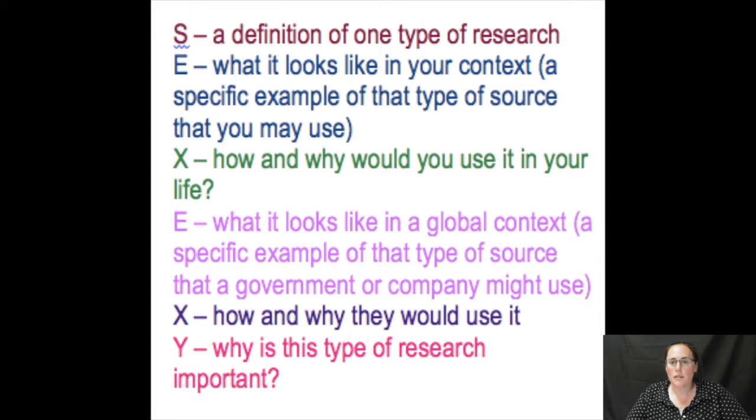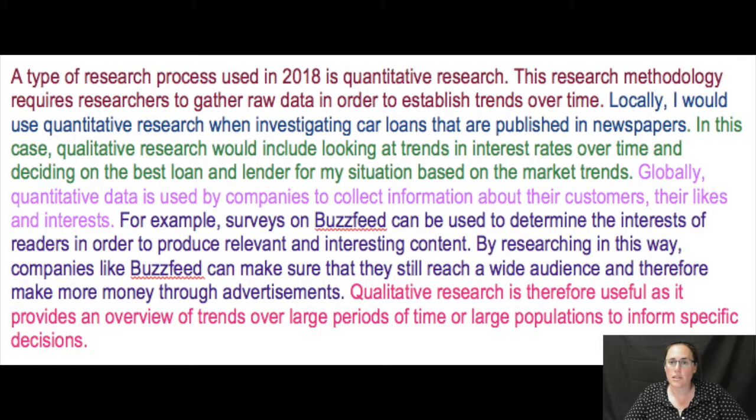The paragraphs that should follow, I only want 3 of them written, and what I would like you to do is show me how a particular type of source is used by you, and then how that same type of source, doesn't have to be the same example, can be used in a global context, so by a government or a company. So what I've written here are 3 different paragraphs showing 3 different types of sources.